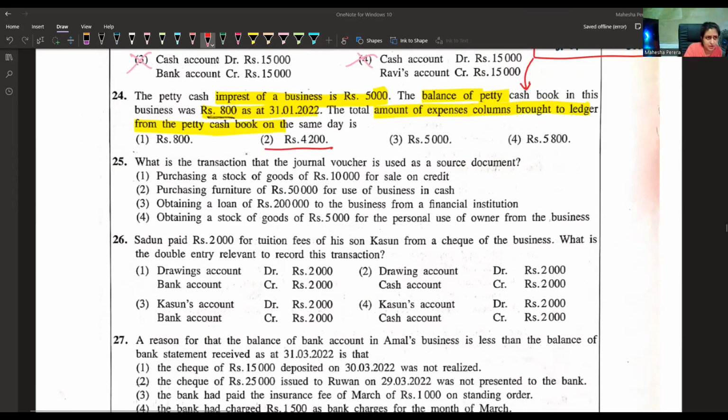25th one. It says, what is the transaction for which the journal voucher is used as the source document? We know that the source document of the general journal is the journal voucher. So we have to find a transaction that we record in the general journal.